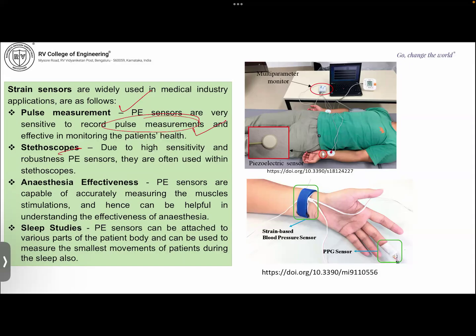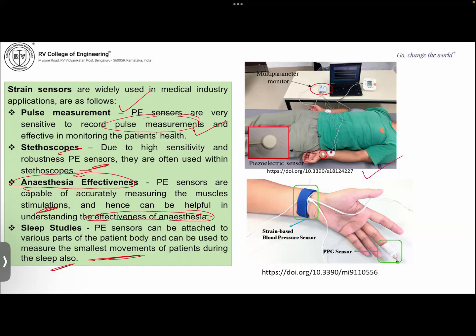Also in stethoscopes, due to the high sensitivity and robustness of piezoelectric sensors, they are often used in stethoscopes and for anesthesia effectiveness. These sensors can accurately measure muscle stimulations, and hence can help in understanding the effectiveness of anesthesia. It is also used for sleep studies. Piezoelectric sensors can be attached to various parts of the patient's body and used to measure the smallest movements of patients during sleep.